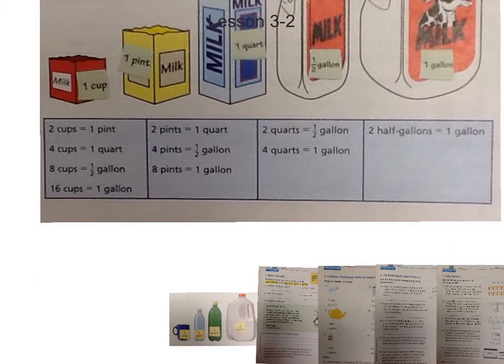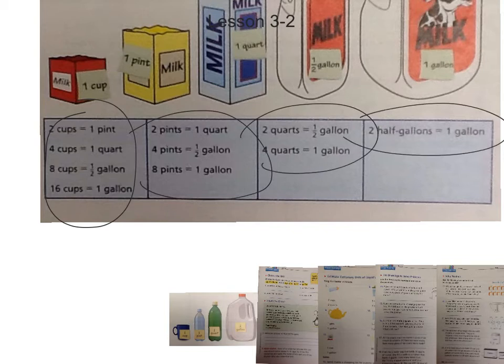So this is a chart that's most important. These pictures aren't as important as the chart. So 2 cups would equal a pint, 4 cups equal a quart, 8 cups equal a half gallon, 16 cups equal 1 gallon. So if you just have all this right here, that kind of covers everything, because it keeps going. But I would definitely write this down. So I'd pause and just write this down in your notes, because it's going to be really helpful.